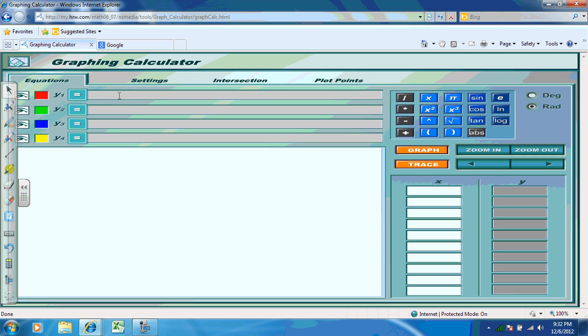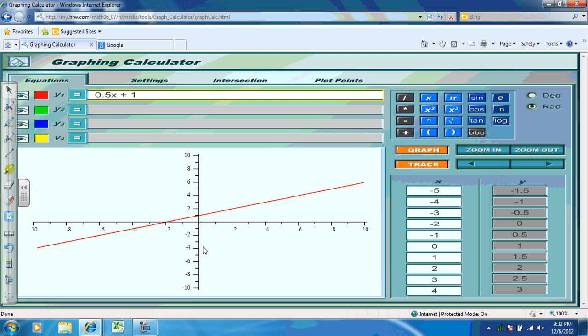So what I'm going to do here is start typing an equation of a line: y equals 0.5x plus 1. Okay, and let's just go ahead and graph that line. So you can see here 0.5 is the slope and 1 is the y-intercept. So y-intercept means the line crosses at (0, 1).